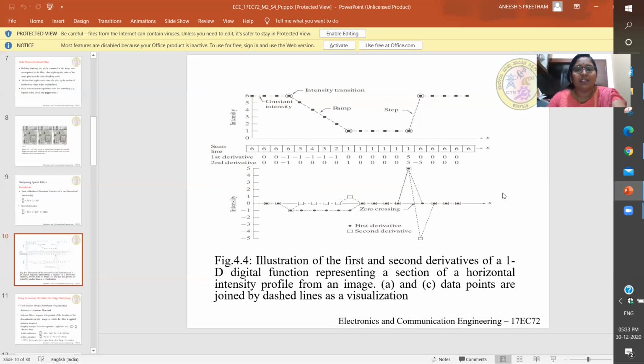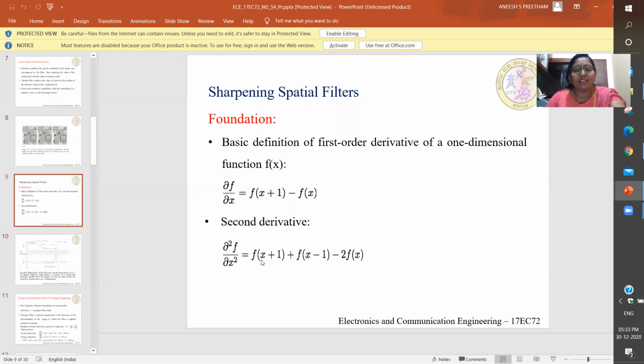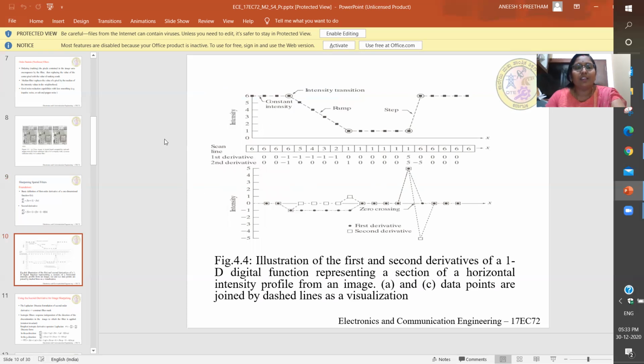And similarly, the second derivative says f of x plus 1 plus f of x minus 1 minus 2 of f of x. So here, if you consider this as f of x, this place is f of x minus 1 and this is f of x plus 1. Now that means 6 plus 6, 12, minus 2 f of x, that is 2 into 6 is equal to 12. So here 12 minus 12 is 0, and that is the answer.